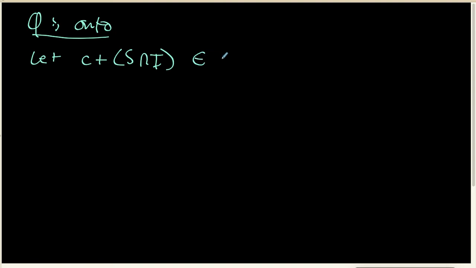So that's what we'll be doing in this particular video. Well, let's see. Phi is onto. To show that phi is onto, we have to start by picking an arbitrary element in the codomain of the function. In other words, we have to pick an arbitrary element like c plus S intersect I that belongs to S mod S intersect I. And we need to find somebody in S plus I mod I that is sent to this particular coset by our map phi.